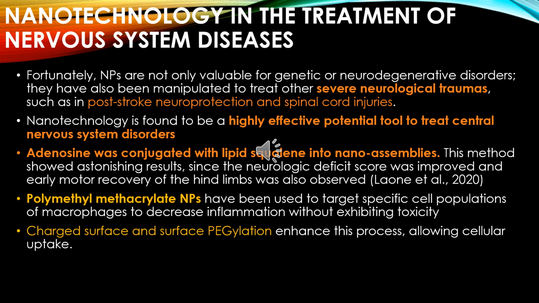The next strategy is charged surface and surface pegylation. This enhances the process, allowing rapid cellular uptake as well as slow and sustained release of the drug into the target site. So this is how nanotechnology plays an important role in the treatment of several nervous system diseases.